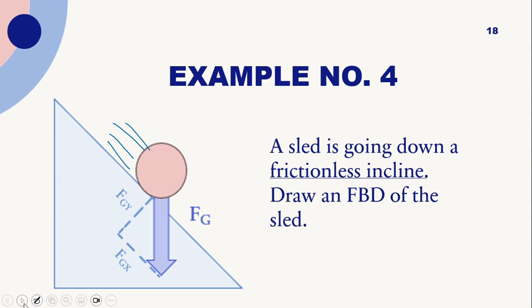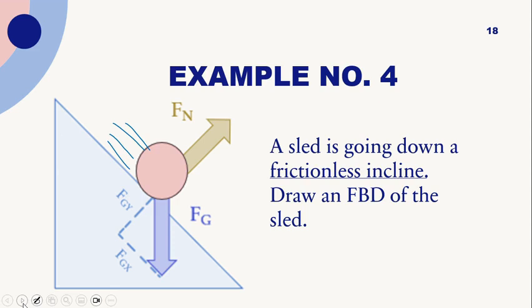But won't this unbalanced y component of Fg cause the sled to sink into the incline? No, because the incline will apply a normal force to the sled that is equal in magnitude but opposite in direction to Fgy. Now, you might need to find the values of these components in some problems. How can you do that?